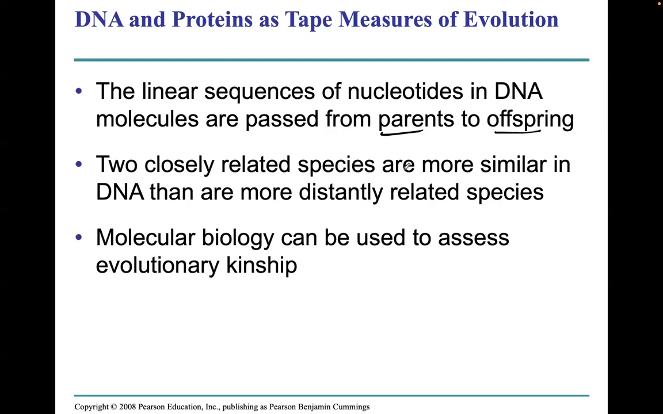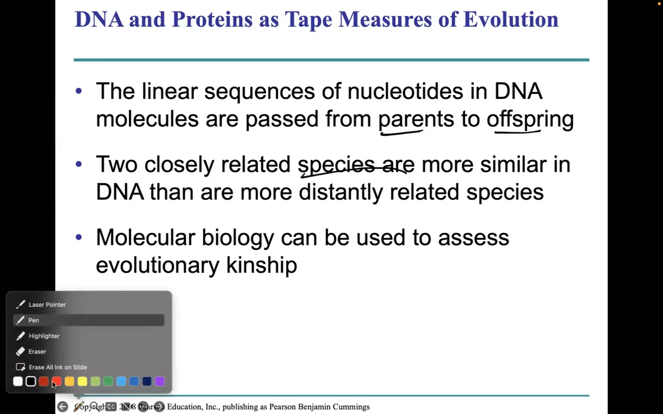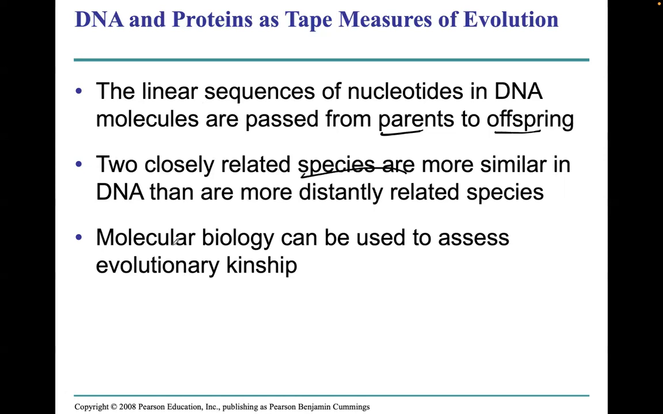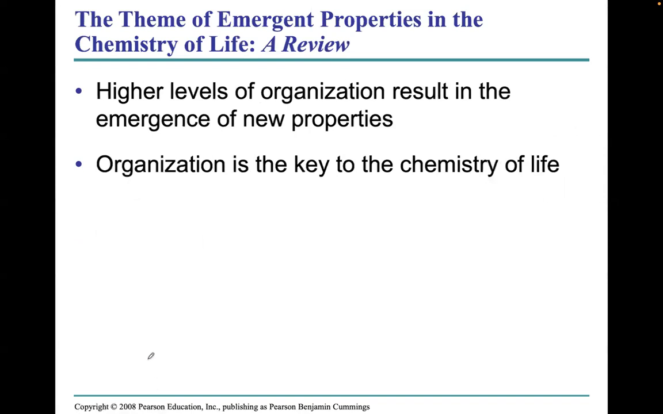Two closely related species are more similar in DNA than more distantly related species. The meaning is that when species are more related to each other, they have a more similar genetic makeup than the ones far away from each other. Molecular biology can be used to assess evolutionary kinship, which we're going to look into in this AP class.